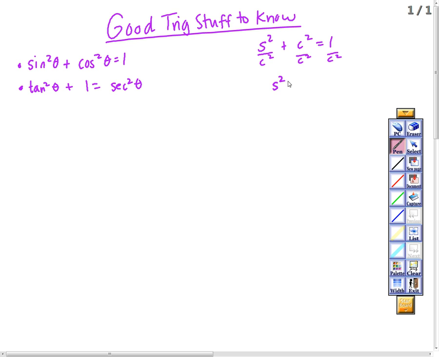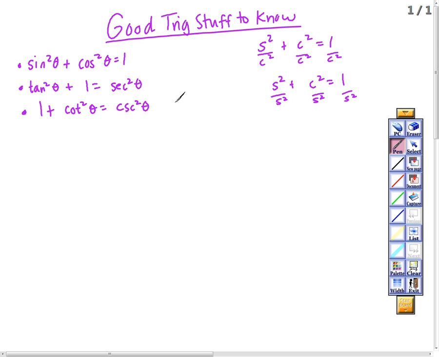I also know I can divide by sine squared, right? But if I do something to one piece, I have to do all of them. So divide every single term by sine squared. Sine squared divided by sine squared? 1. Cosine squared divided by sine squared? Cotangent squared. 1 divided by sine squared? Cosecant squared. Okay, you need to know those.